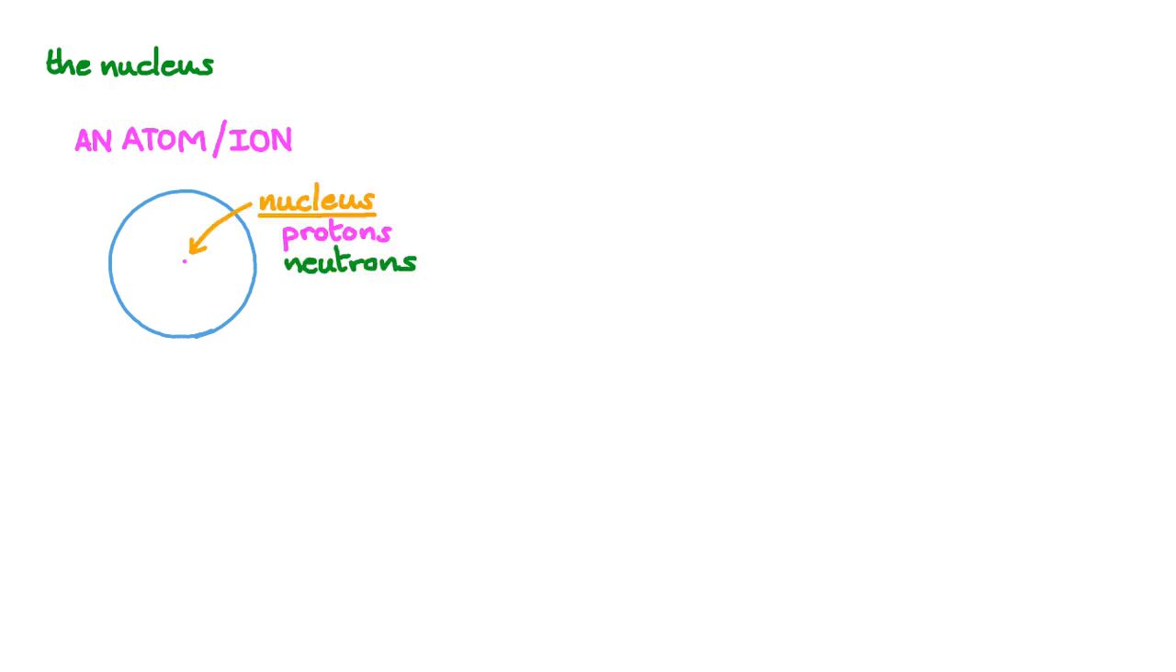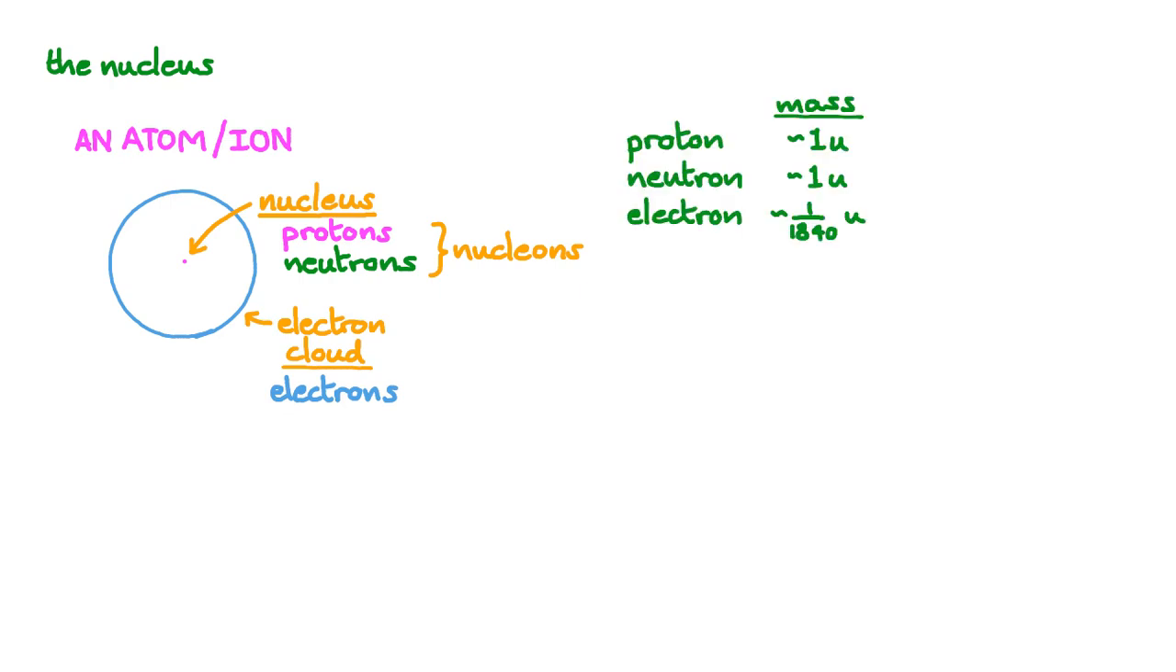We now know that every atom or simple ion has a nucleus, and in that nucleus are protons, which have a positive charge, and neutrons, which are neutral. Collectively, protons and neutrons are known as nucleons because they are particles commonly found inside a nucleus. Around the nucleus, we find electrons in the electron cloud.